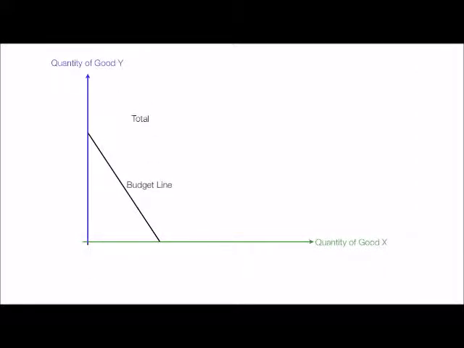The equation for the budget line is total income is equal to the quantity of good X times the price of good X plus the quantity of good Y times the price of Y. This makes the assumption that the consumer spends all their income on good X and good Y. Often, income is labeled as M. I'll do that here. So I have the quantity of X times the price of X plus the quantity of Y times the price of Y.